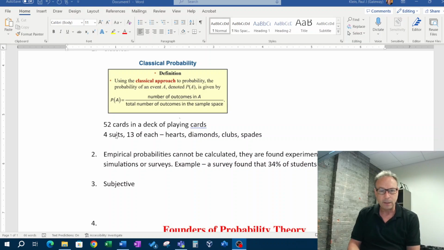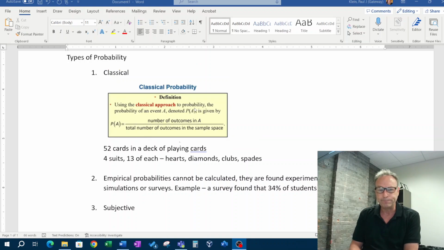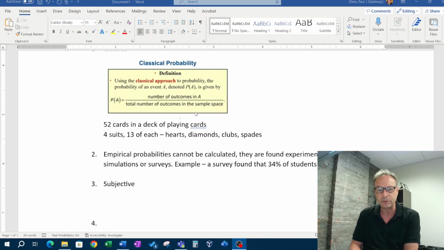All right, and also know there's 4 suits: hearts, diamonds, clubs, spades, and there's 13 of each of those. So what's the likelihood that I pick a heart? Well, it's going to be 13 over 52. So I want you to be familiar with those numbers, because that's typically how the test will ask you about probabilities. And you know there's 6 sides to a die. That's another typical problem with classical probability.